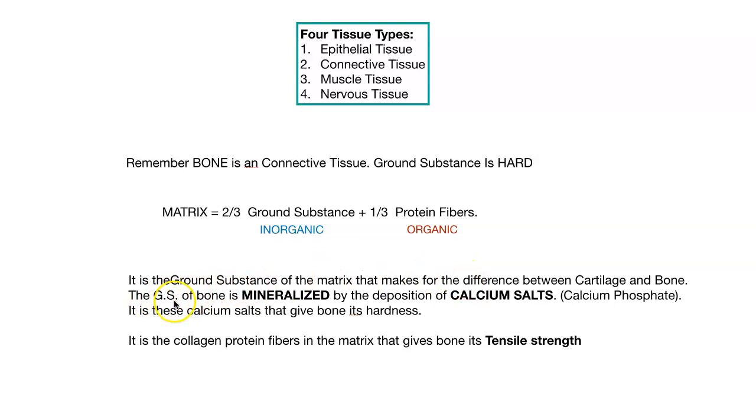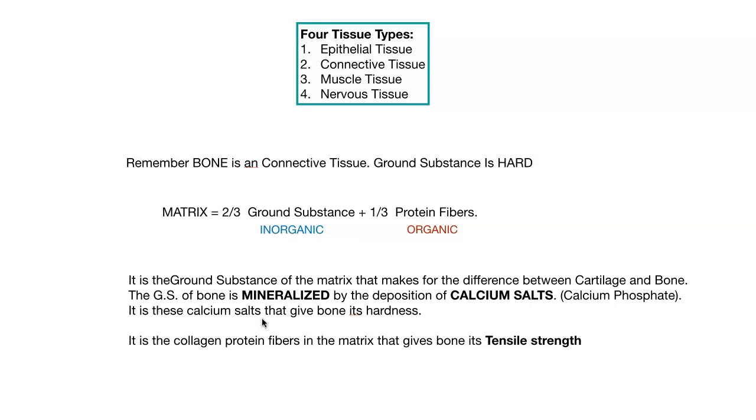What happens is that ground substance of bone is mineralized. And when we say the ground substance has been mineralized, we're talking about depositing calcium salts into the ground substance. So these calcium salts, calcium phosphate, are going to be put into that ground substance by the bones that make our matrix. And it's these ground calcium salts that give bone its hardness. It makes bone hard. It's been mineralized.